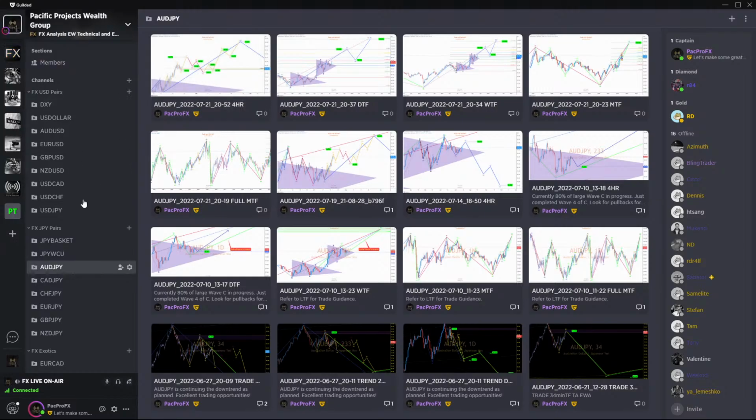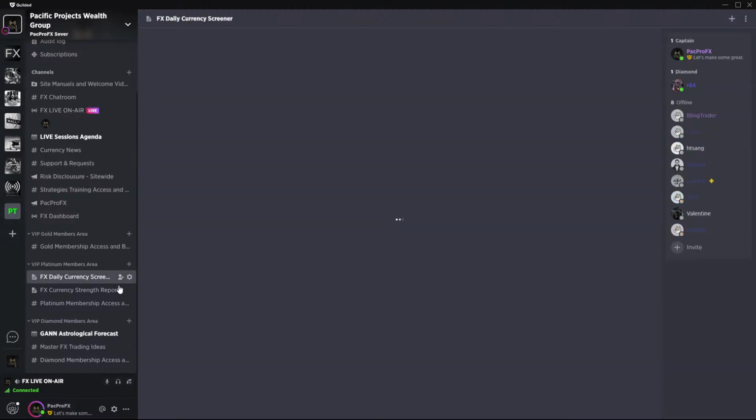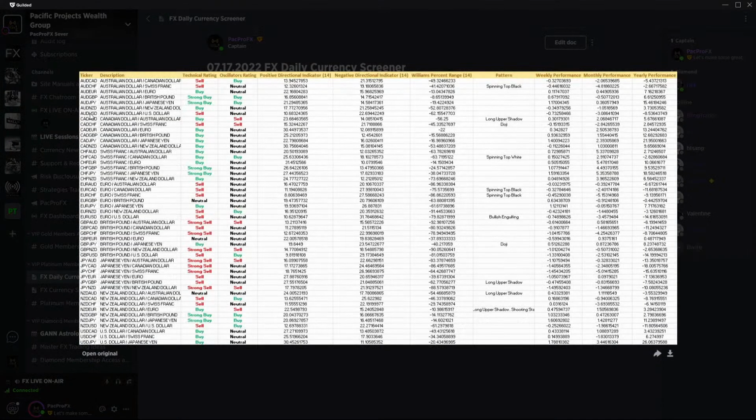Our premium members, for example our platinum members, receive additional daily currency screeners. So basically it's a screener with technical oscillator ratings, positive and negative directional indicators, and the Williams percent range, which I like very much because it gives you a heads up before time whether or not you're getting to a point where you're getting out of a trade. It works better on a higher time frame, by the way. It also shows any patterns that appear when I take this screenshot, and weekly, monthly, and yearly performance.